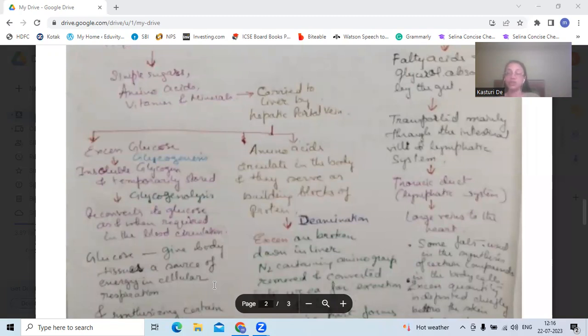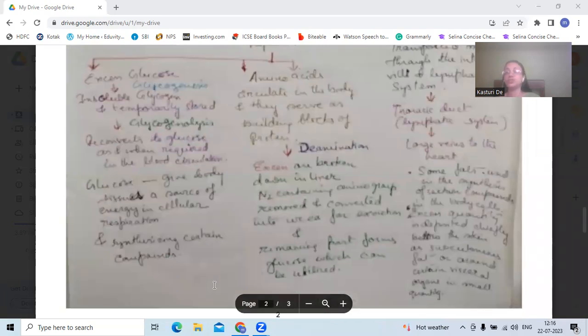From there they go to the large veins to the heart, and some fats are used for synthesizing certain compounds in the body cells. The excess fatty acids and glycerol are deposited chiefly under the skin as subcutaneous fat, or in small quantities around certain visceral organs, covering them.